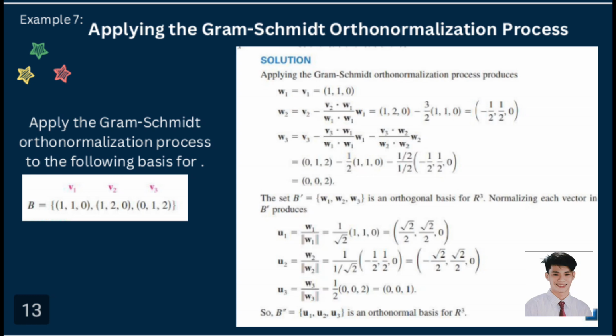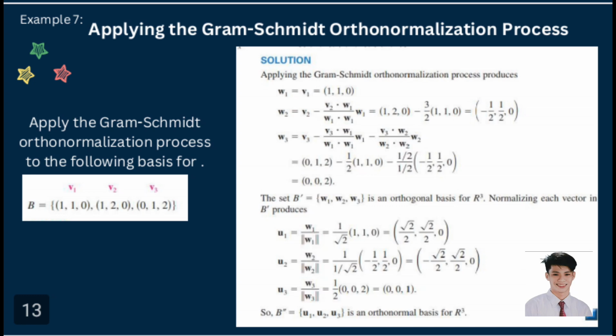Same process pa rin yung gagawin natin. Kaso nga lang nag-iba lang yung given kasi naging tatlo siya. So, ganun pa rin. W sub 1 natin is equal to V sub 1. Kung ano yung value ng V1 natin, yun yung magiging value ng W sub 1 natin. So, sa W sub 2, ganun ulit. V sub 2 minus V sub 2 times W sub 1 over W sub 1 times W sub 1, times W sub 1. So, makikita natin dito na yung V2 natin, which is yung 1, 2, 0, minus 3, 2. Kaya nga nung sinabi ko kanina, susolve lang ulit natin yung ganon.